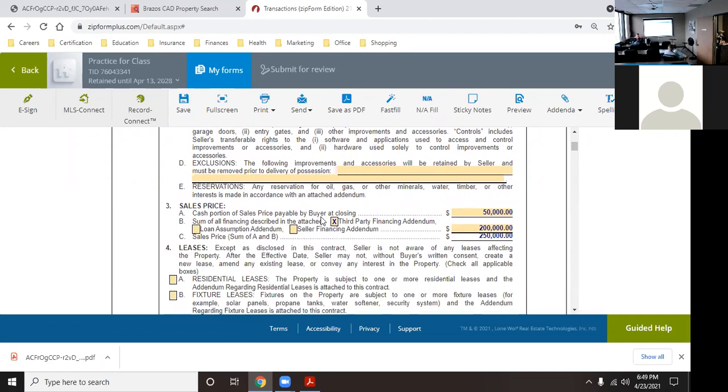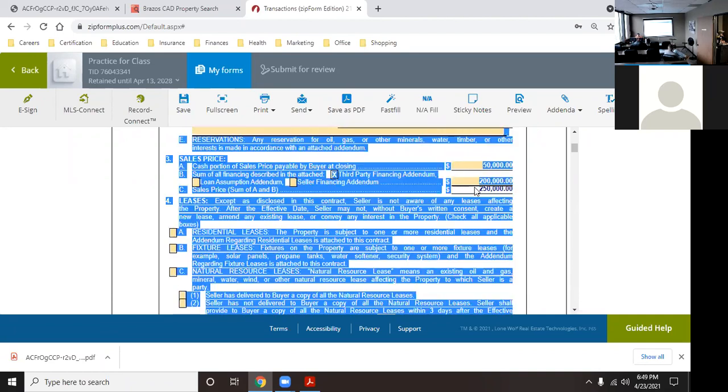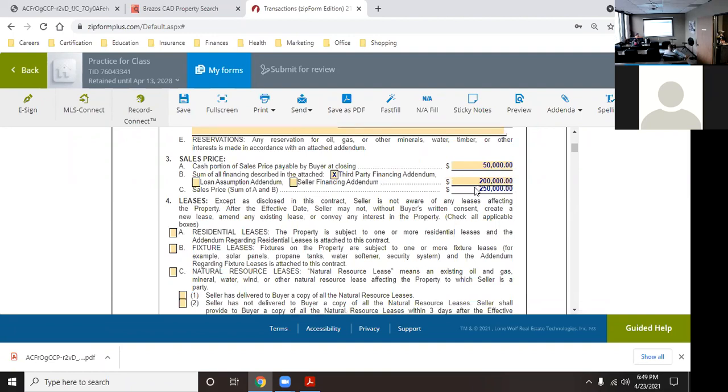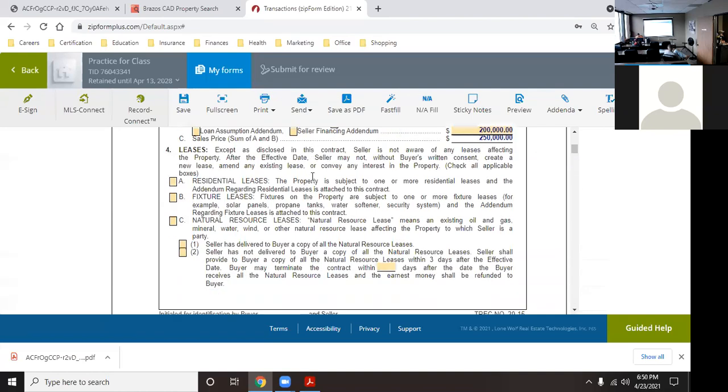3 is the sales price. I know we talked about this yesterday. So let's say Aiden is offering $275,000 or $300,000 for this house. Well, I want to offer $250,000. So I take what I want to offer. Let's say I'm doing a 20% down payment and the rest in financing. This is how I break that down. 20% of 250,000 is 50,000. The rest of it is third-party financing. I know we talked about all of these the day before yesterday, but in this situation, I want to choose third-party financing.